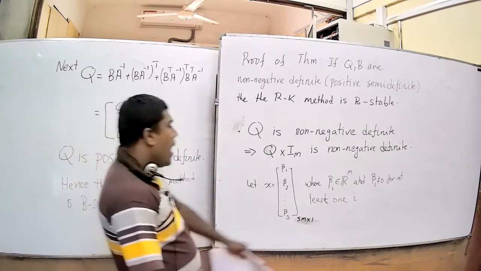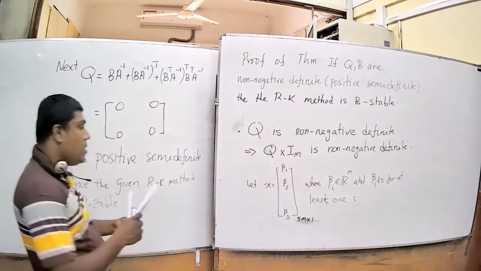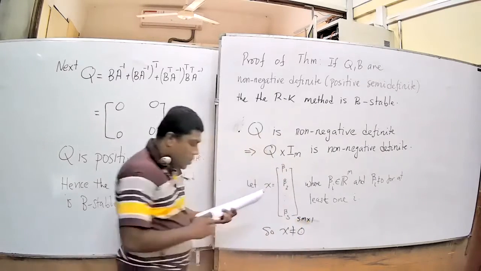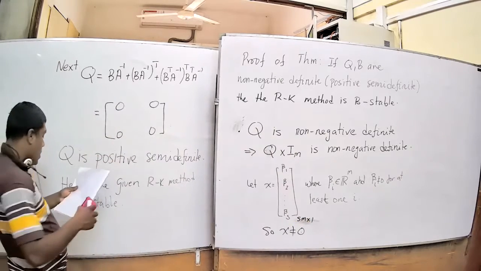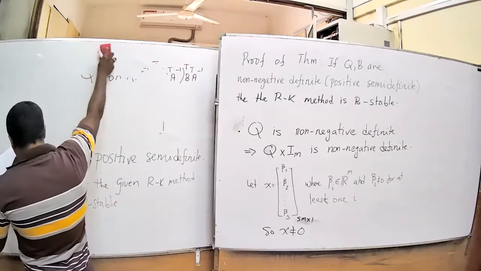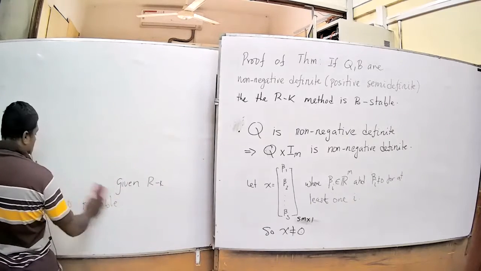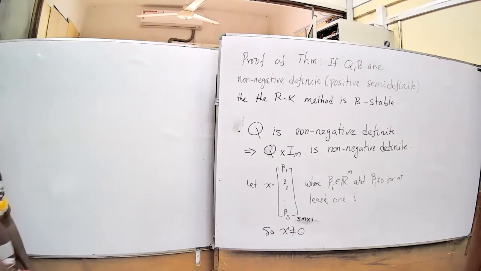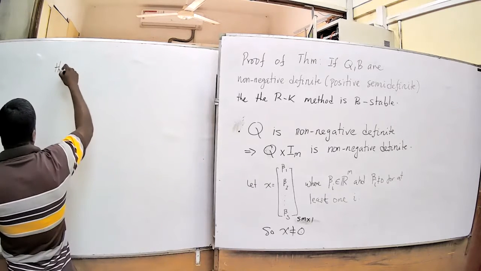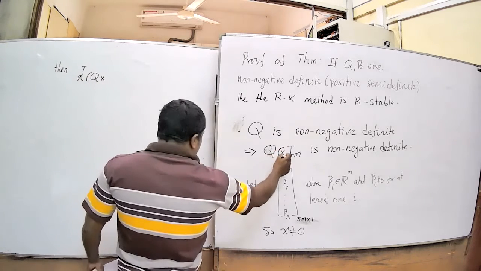Okay, so now you have a non-zero vector. As beta_i is non-zero for at least one i, you clearly know that X is non-zero. So now, because this is non-negative definite or positive semi-definite, this is a tensor product.